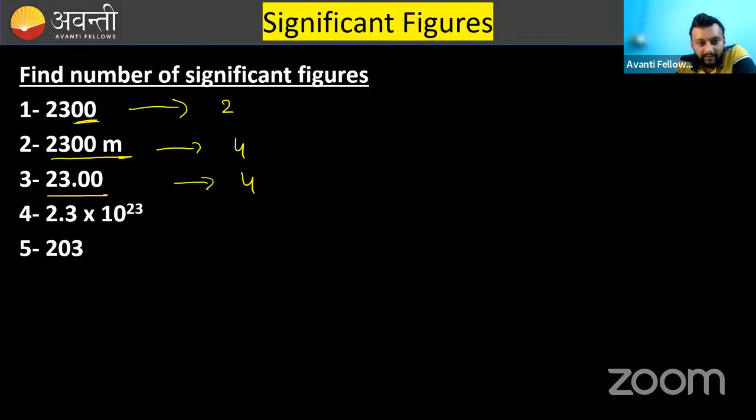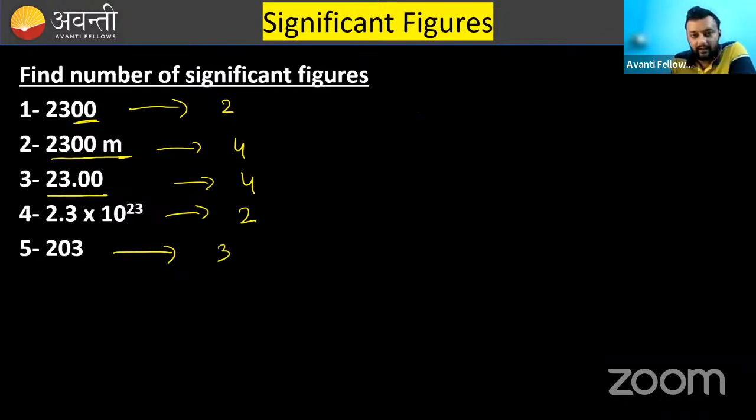Very good. Now tell me about this one. Two. Very good. And this last one. This is a trapped zero. So a total of three significant figures are there. I think it is clear. Very good, Pridarshini. Sushant.